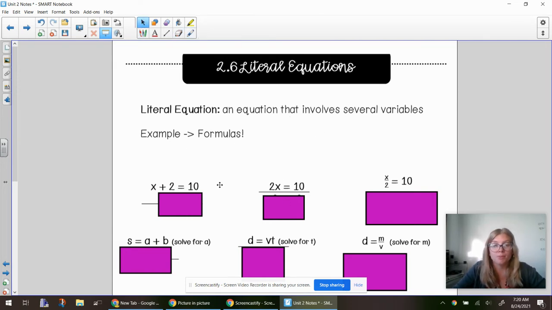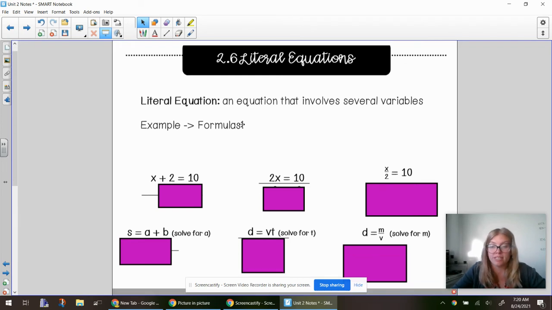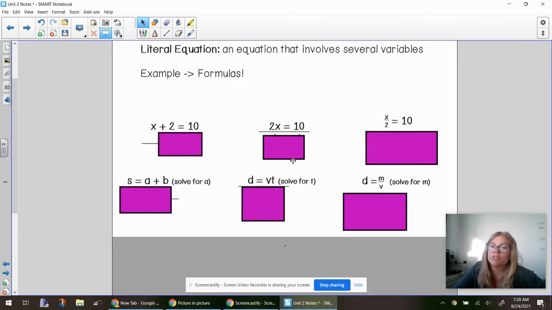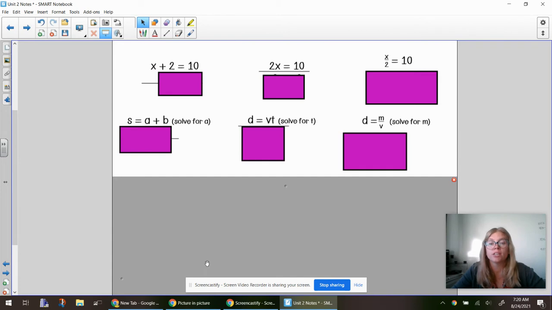We're going to start with some simple ones, and we'll look at some non-literal equations to help us remember what to do, and then we'll look at some more complicated ones. So here are our simple ones. Let's start with a non-literal equation, x plus 2 equals 10. Well, I know to get x by itself, and I'm adding, I'm going to use the inverse operation of subtraction. So I'll subtract 2 from both sides of my equal sign, and I'm left with x equals 8.